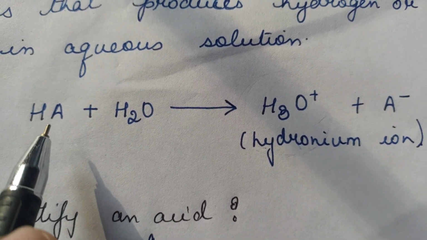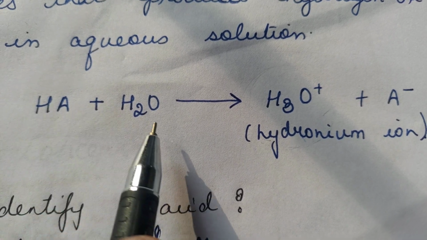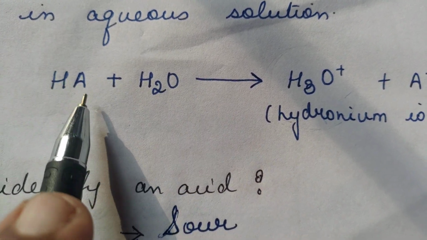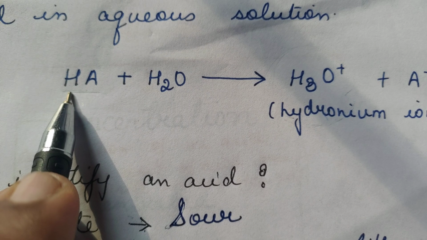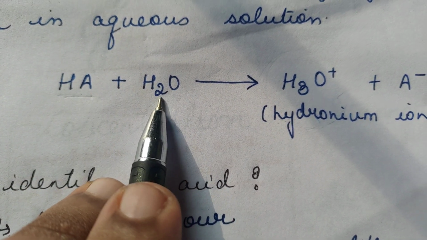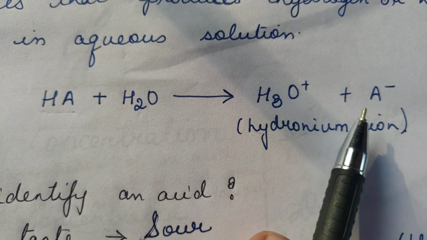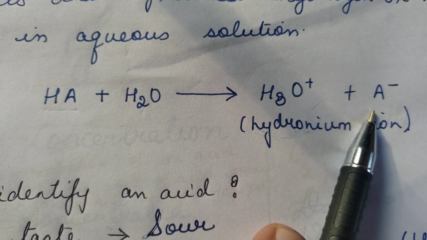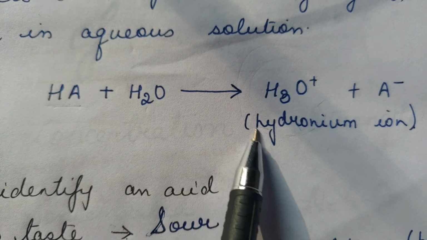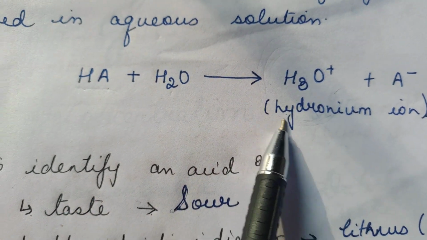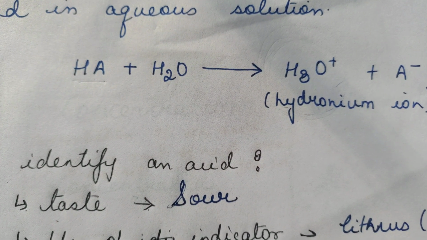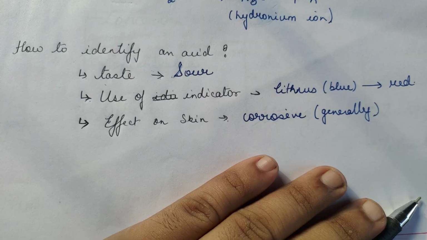Now, here before you is a general reaction for an acid. Supposedly there is an acid. HA represents a general acid which, when dissolved in water, will produce hydronium ion, H3O plus ion, and A minus. You can see H3O plus, this is a particle or ion which gives acids their characteristic features.